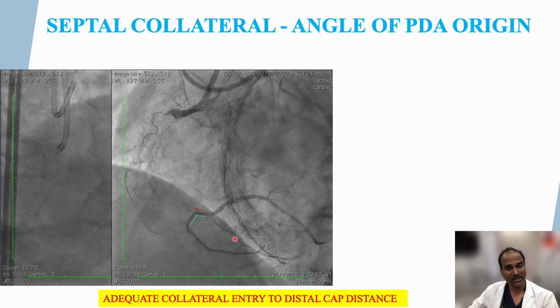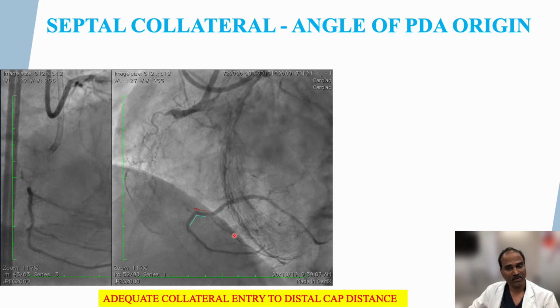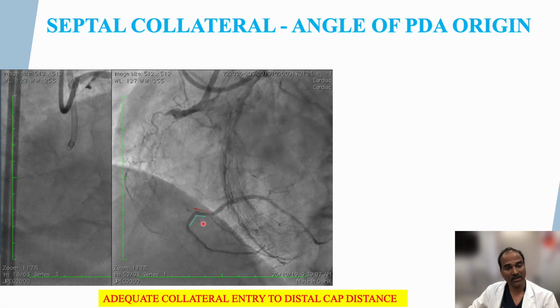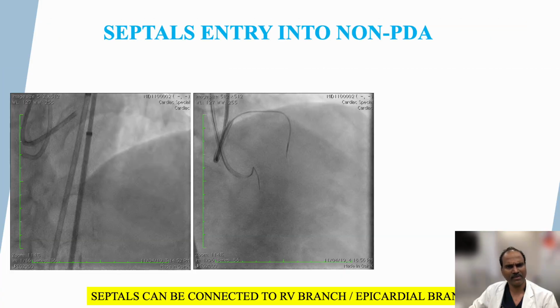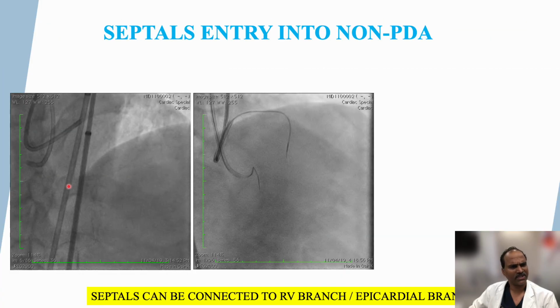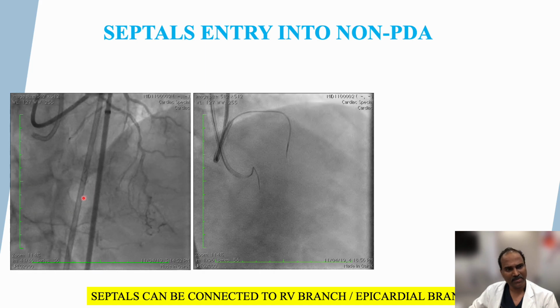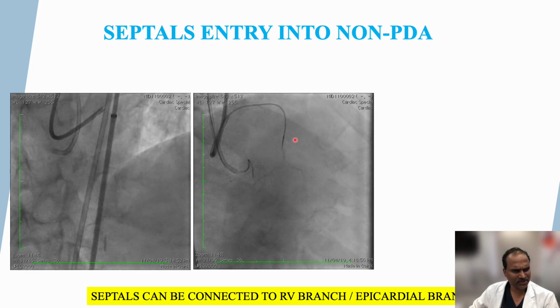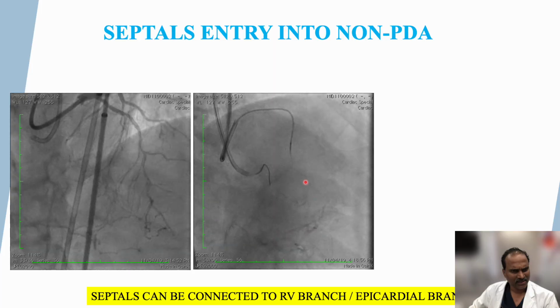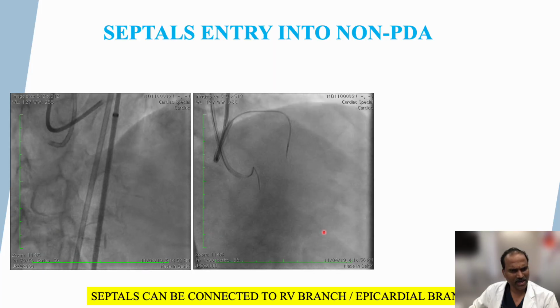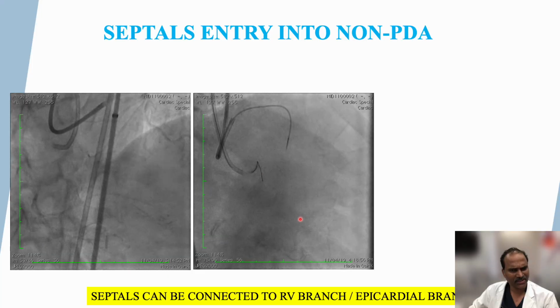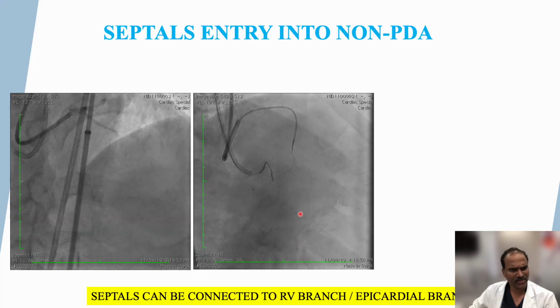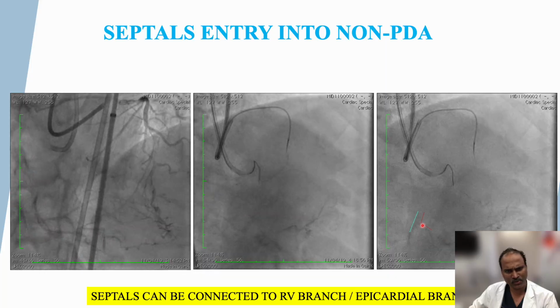But better choose a vessel which has a good distance from the distal cap. That's important. You can see here the wire is just going into the PLVB. And sometimes septal entry may not be into the PDA. You can see in this case, the first septal I tried is connected to the RV branch, not to the PDA. So these branches are very vulnerable for perforations because of acute angulation, which you can see here.